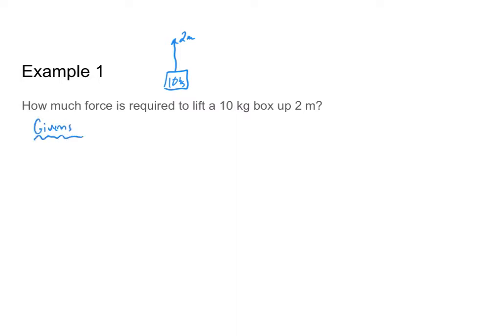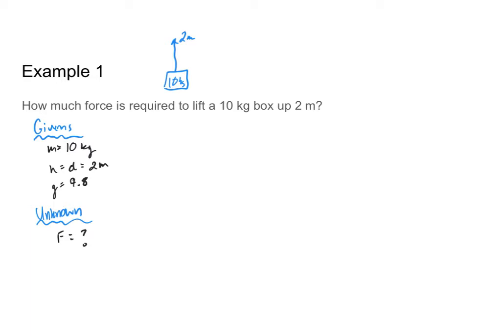From this problem, we know that the mass of the box is 10 kilograms. The height that it travels is equal to its displacement, and that's going to be 2 meters. And we know little g is 9.8, and we're going to do little g positive because we're worrying about energy, which again is a scalar, not a vector. Our unknown is the force, the force required to lift up that box.